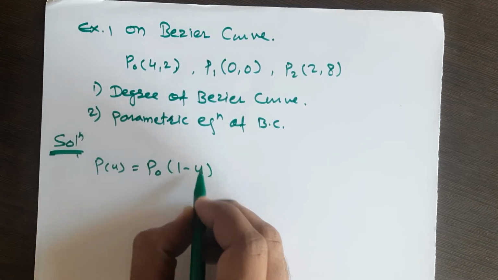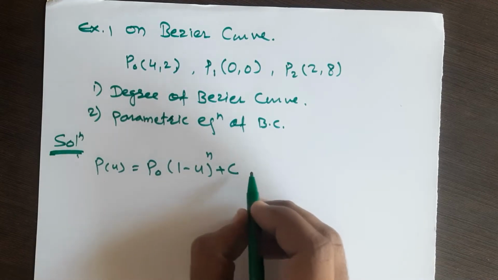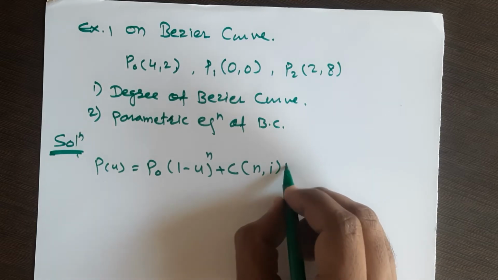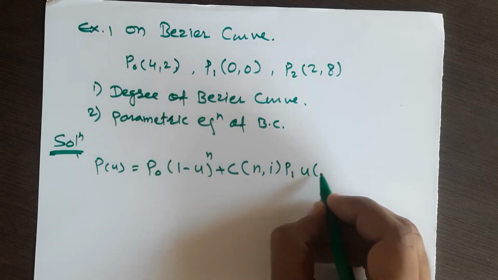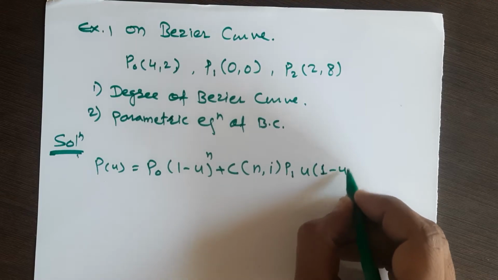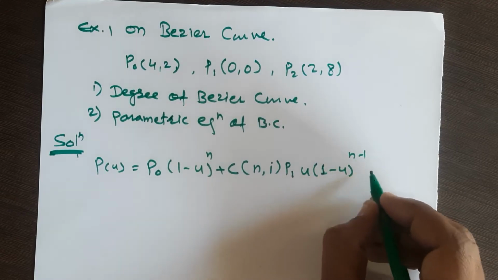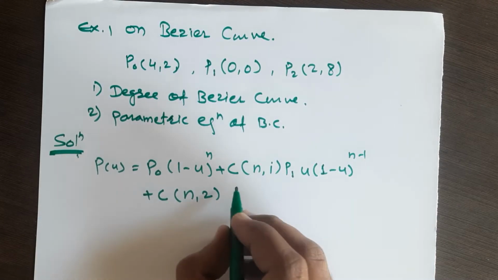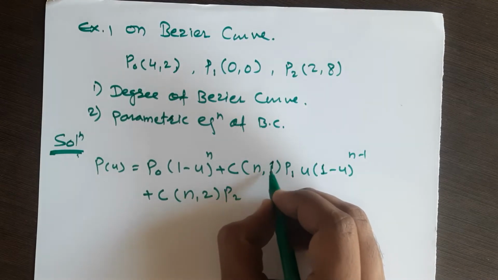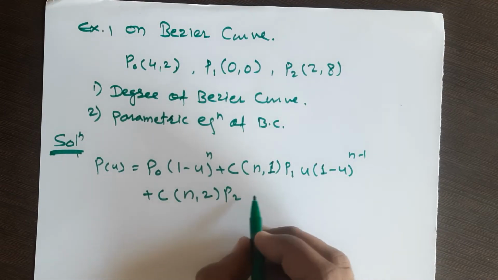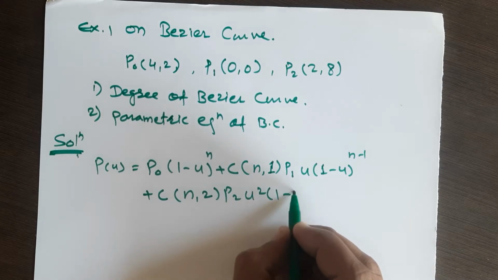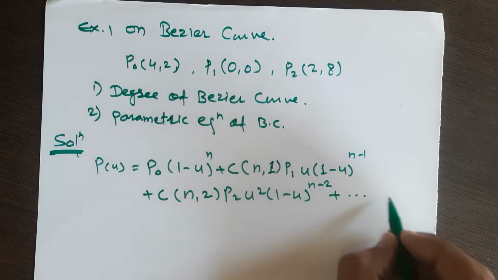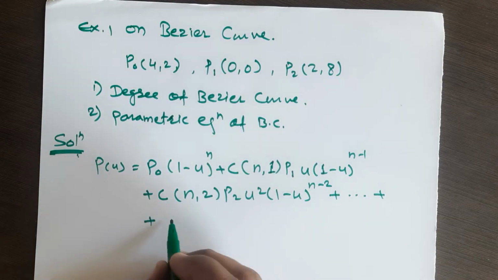P0 (1 minus u) raised to n plus C(n,1) P1 u (1 minus u) raised to n minus 1 plus C(n,2) P2 u square (1 minus u) raised to n minus 2, plus so on, the next terms.